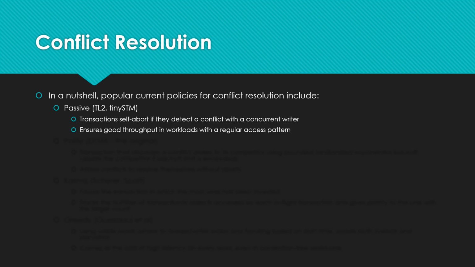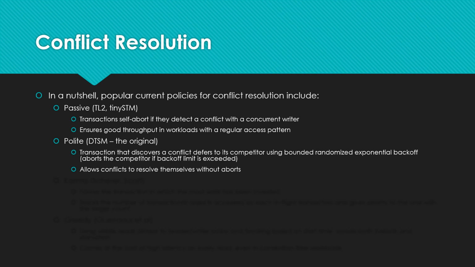So in passive conflict resolution, transactions self-abort if they detect a conflict with a concurrent writer. If you have a regular access pattern, or basically single-threaded operation, if it's consistent, you'll have relatively low latency on your transactions, because the assumption here is that a consistent access pattern won't cause conflicts. But if there is one, it will automatically abort.